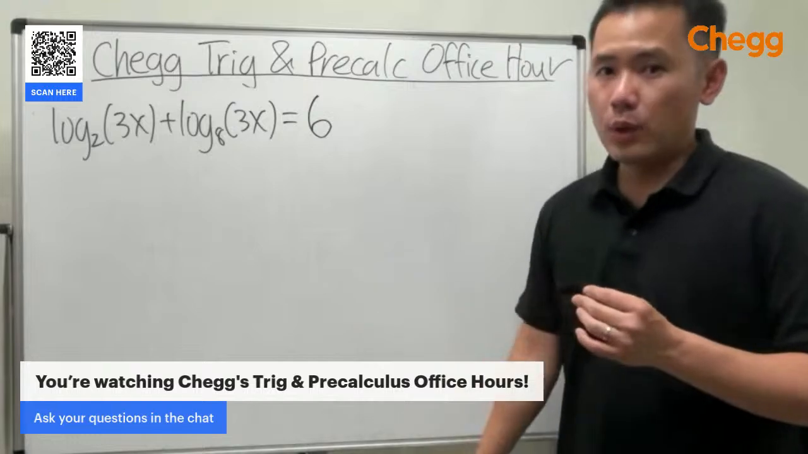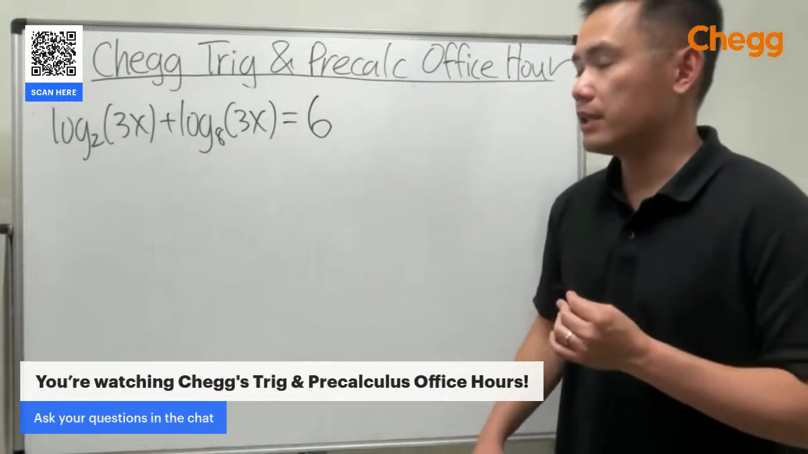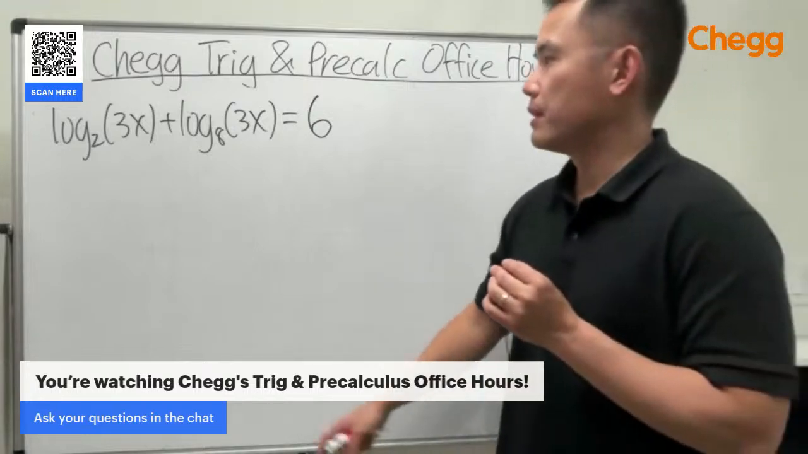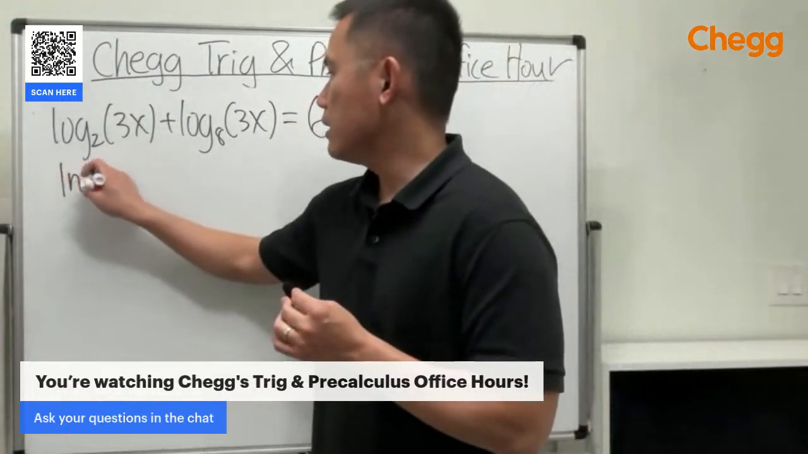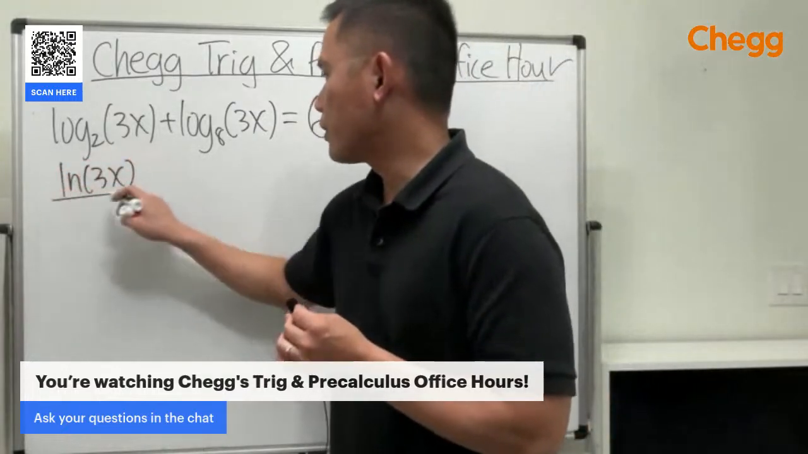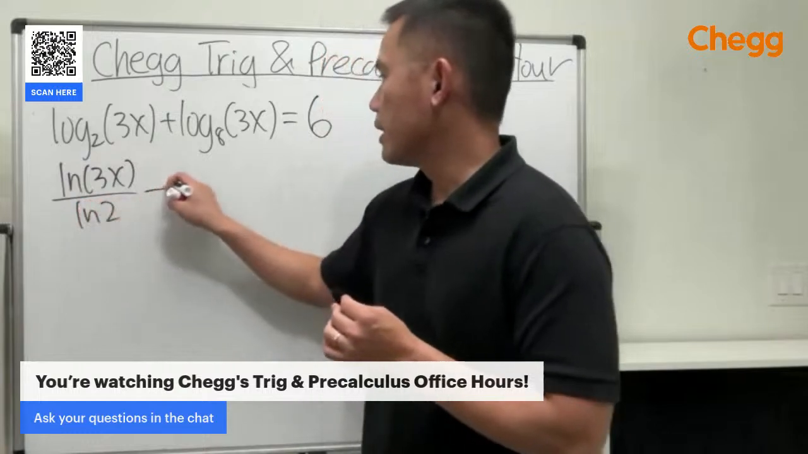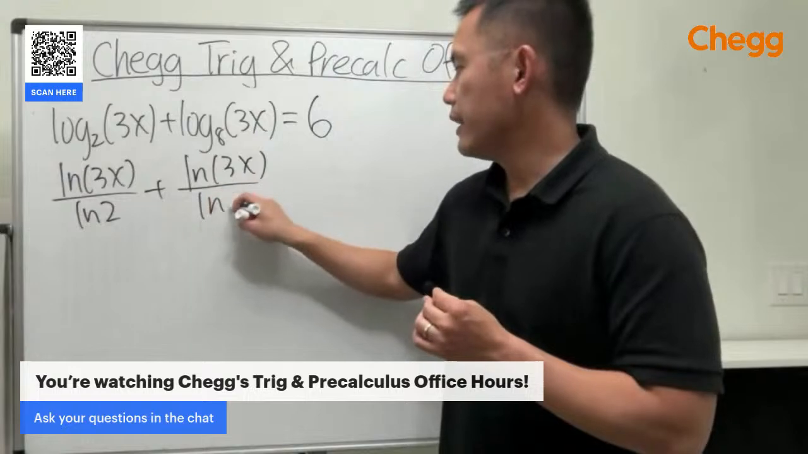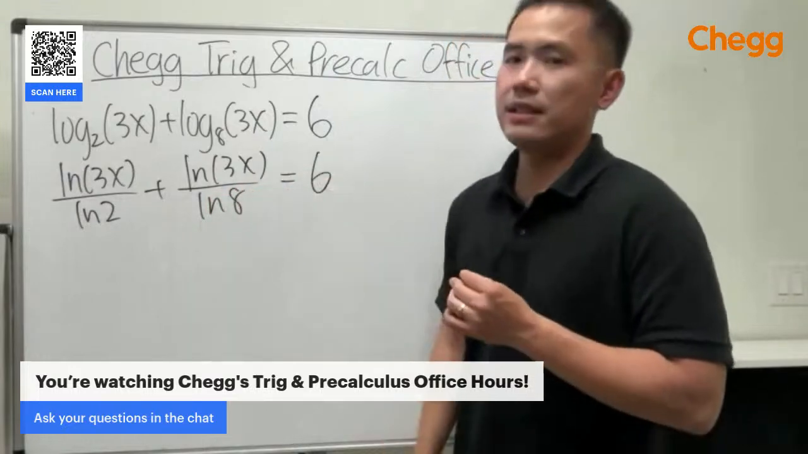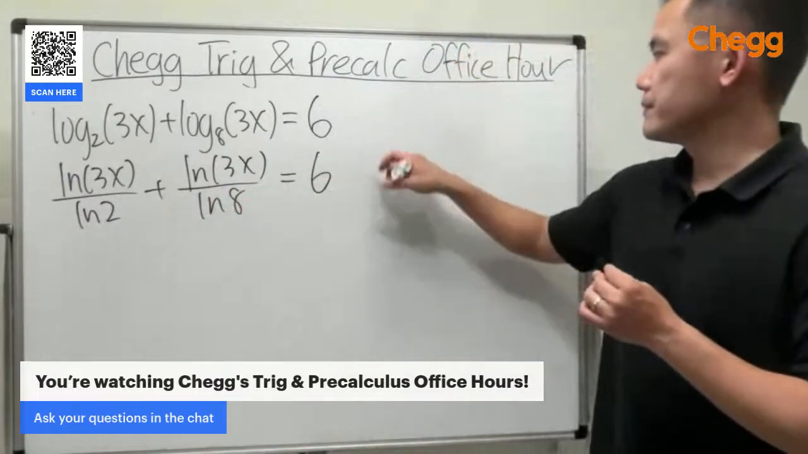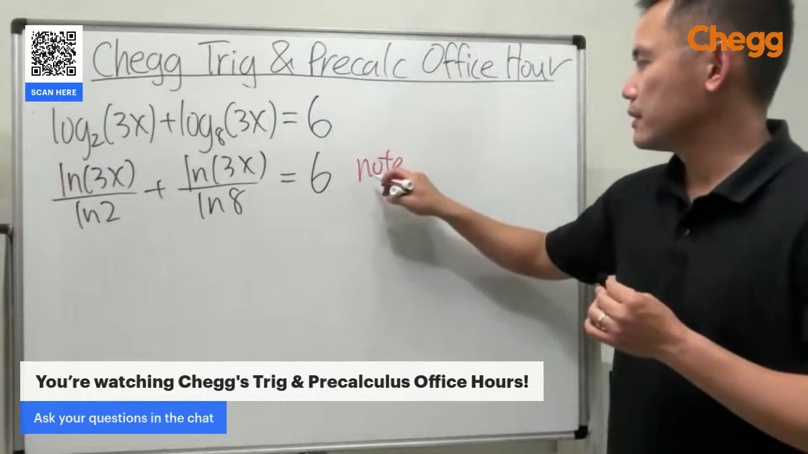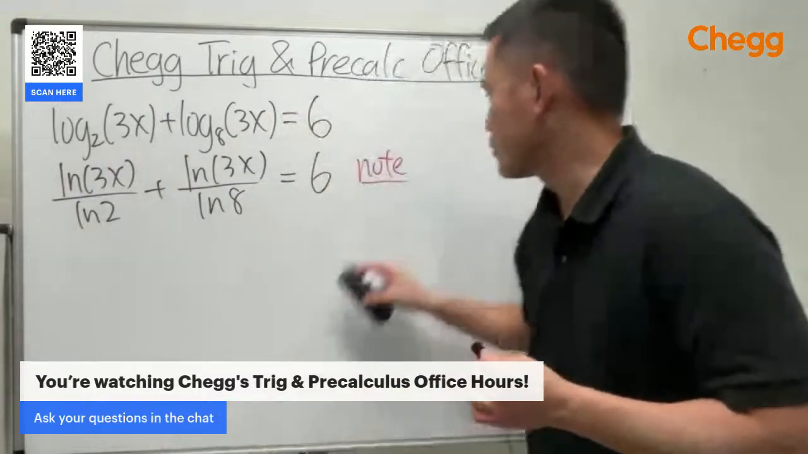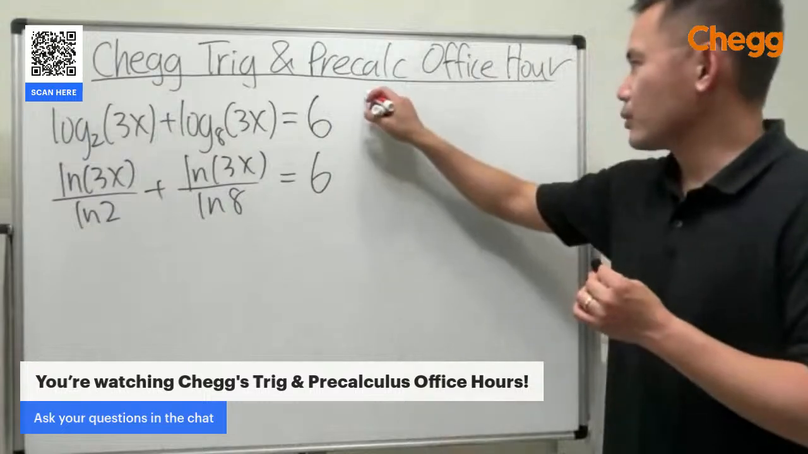It will be similar to what we did earlier, so let's just do the same approach. Write this as ln of 3x over ln 2, plus ln of 3x over ln 8, and that's equal to 6. Now notice though, let's put a little note. Actually, I will put down all the notes right here.